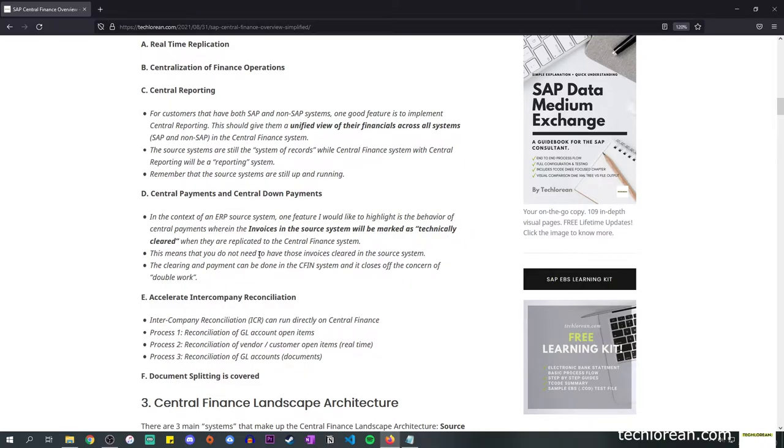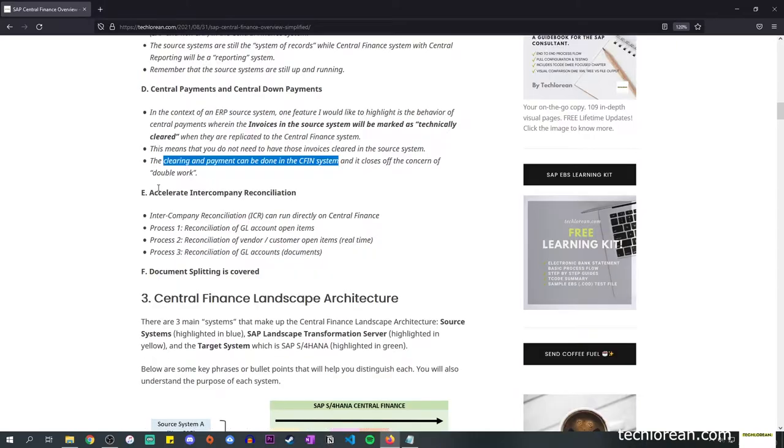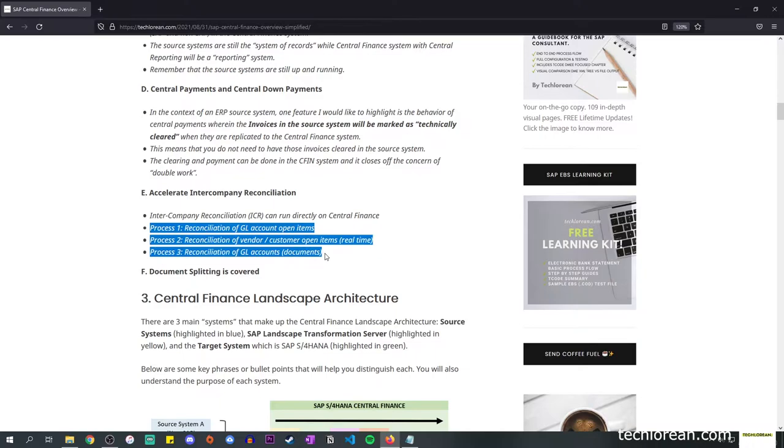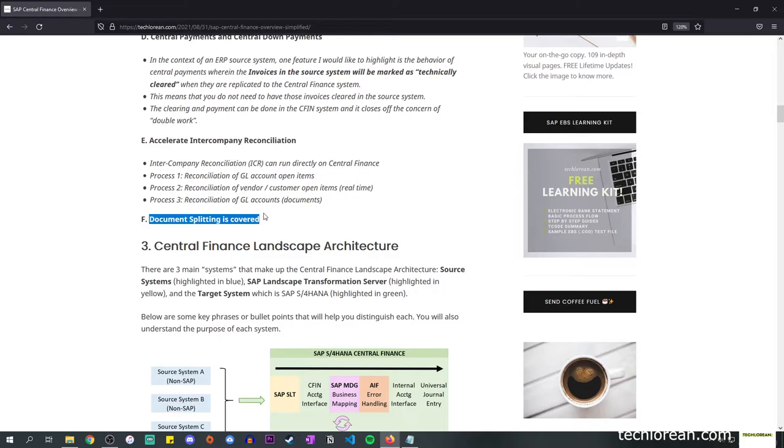And this is a good thing to note because in terms of the clearing and the payment, that can be done in the CFIN system as part of the processes. And it closes off this concern of double work because the invoice was originally posted in the source system or the legacy system, and now it's being brought over to CFIN. Next is intercompany reconciliation. So I did mention three processes here that can run on Central Finance. And if you guys are familiar with ICR, then it's also catered there. I did mention that document splitting is covered.